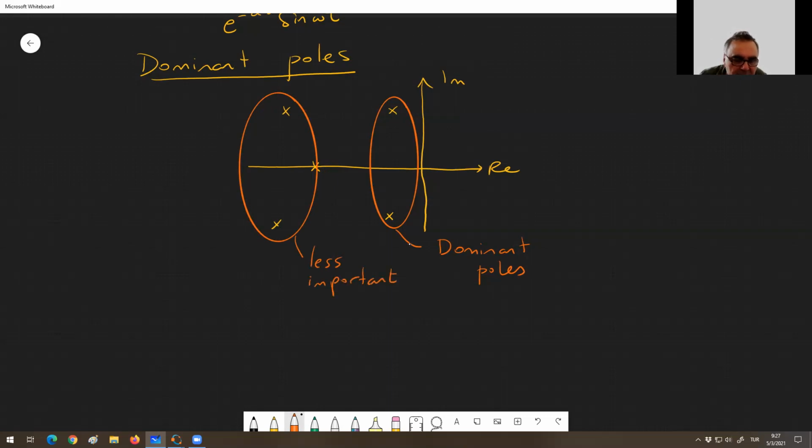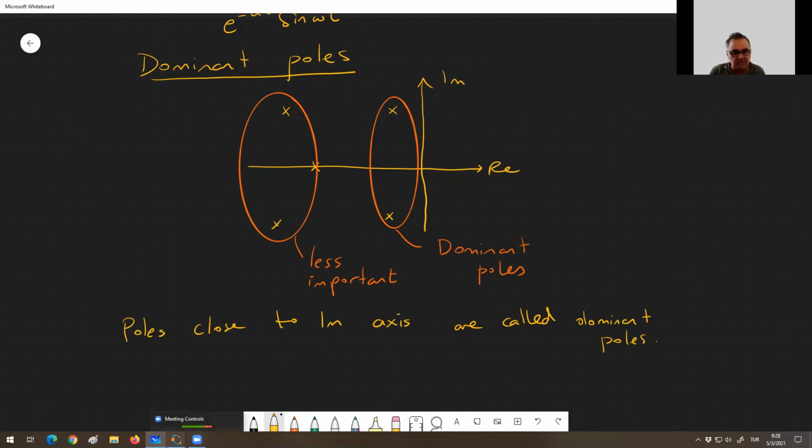Why are they less important? Because they die out rather quickly, whereas these ones go on and die out slowly. So the poles close to the j omega axis, poles close to the imaginary axis are called dominant poles. They dominate the system response.